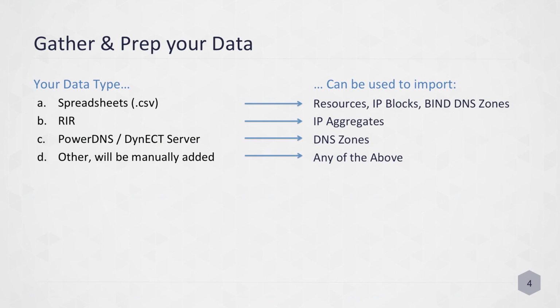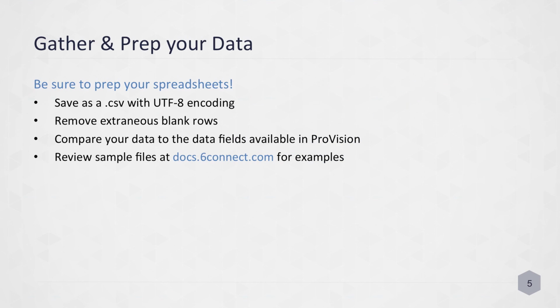ProVision allows for data to come from a number of sources, such as spreadsheets, RIR, servers, or by manually adding information. Through different import tools, these can be used to import resources, IP aggregates, IP blocks, or DNS zones. Before importing, take a look at your data and verify that the spreadsheets are cleaned up, use UTF-8 encoding, and that they match the data fields available in ProVision. To help with this, we have provided sample files in our documentation that you can use for reference.